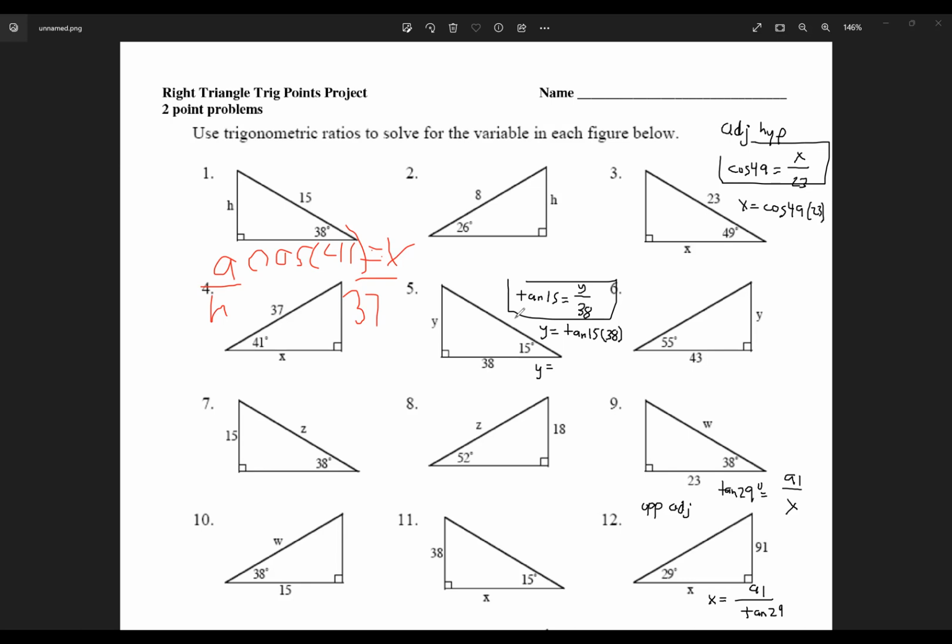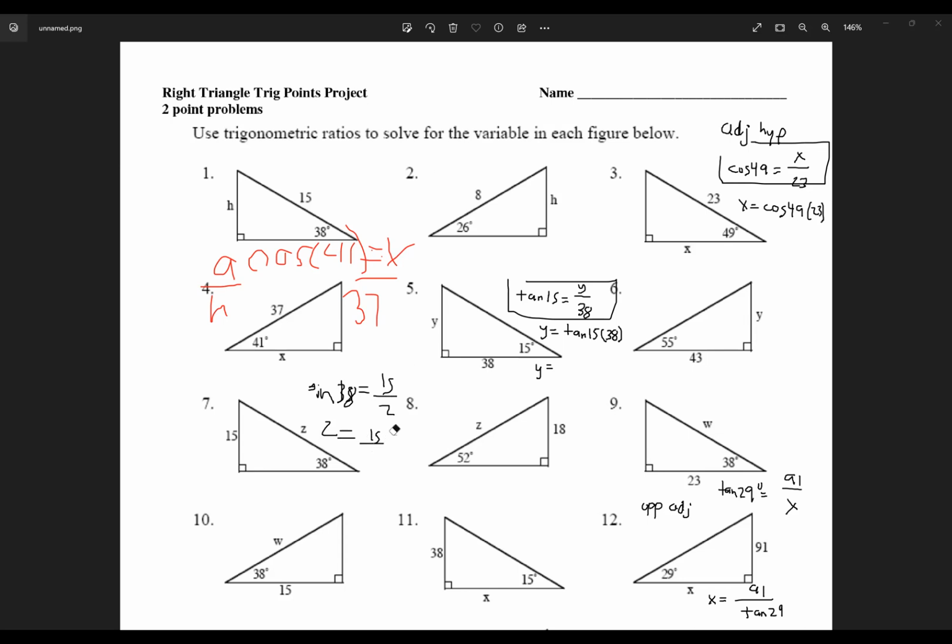Sine 38 equals 15 over z. Exactly. Yep. So sine 38 would be 15 over z, therefore z would equal 15 over sine 38. Is that what you said? Yeah. Okay. Yep.